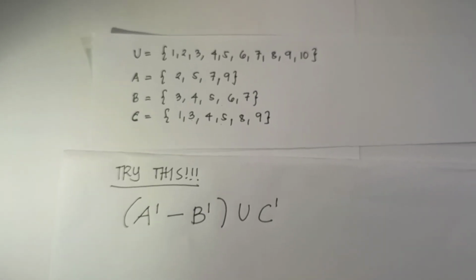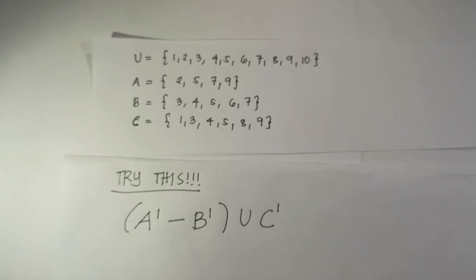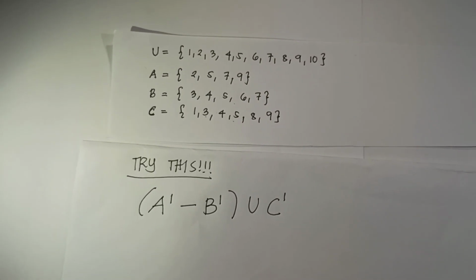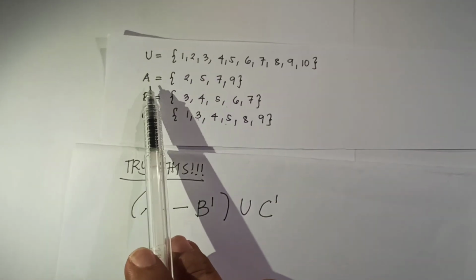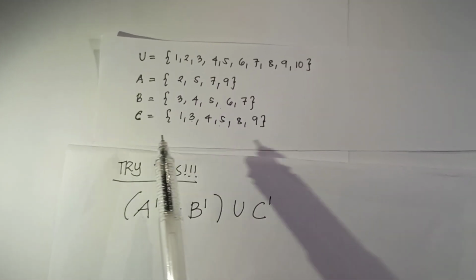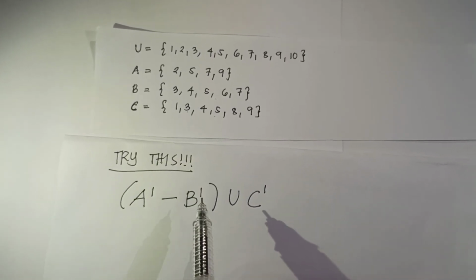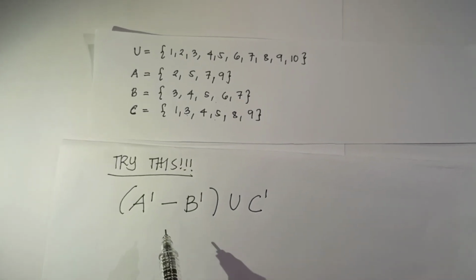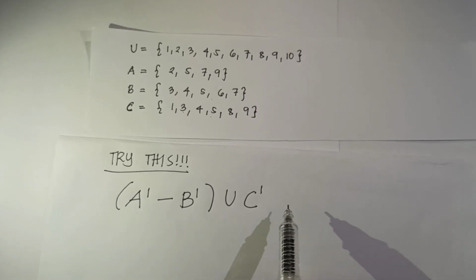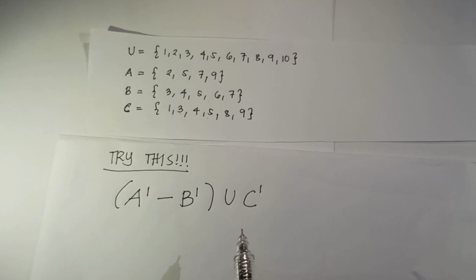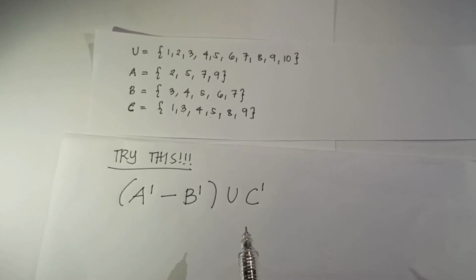So we are done with examples 1, 2, 3, 4, and 5. So the same problem. So universal natin, A, B, and C. So same sets and same element. So try this at home. The quantity of A prime, B prime, union of C prime. So I hope you will solve that one, and I hope you understood the lesson for today.